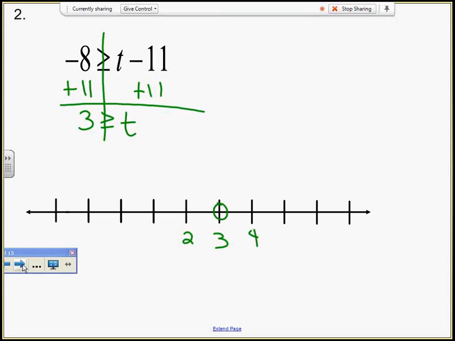And 3 is greater than or equal to all the answers. 3 is on the big side of my answer set. And here you can see that 3 is greater than or equal to all the values of t. I'm going to take one of those values, I'm going to take 2 that I've shaded in, and I'm just going to check and make sure I've shaded the right side. So let me see, is 3 greater than or equal to 2? Oh yeah, it is. So that tells me that I've shaded the right side of that endpoint, the correct side of that endpoint.